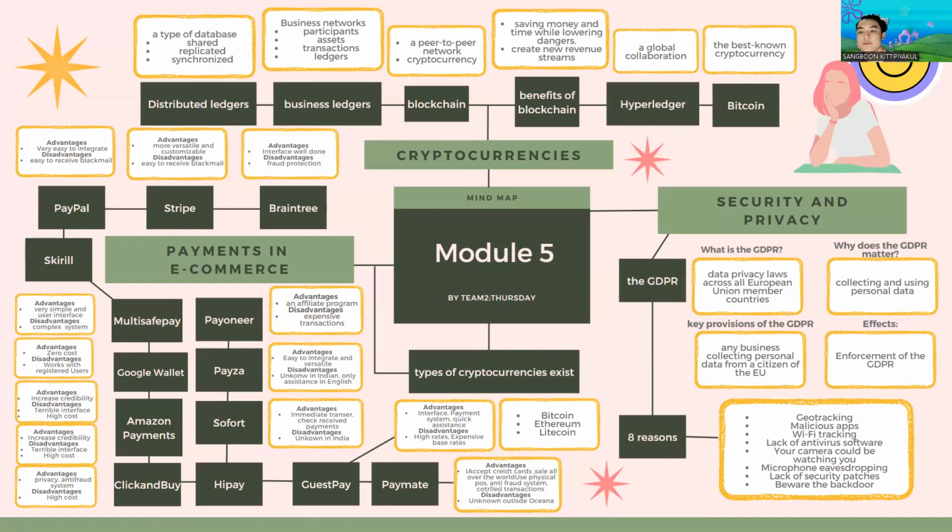These are the types of cryptocurrencies that exist nowadays. Bitcoin, Ethereum, and Litecoin are three of the most used cryptocurrencies in e-commerce.